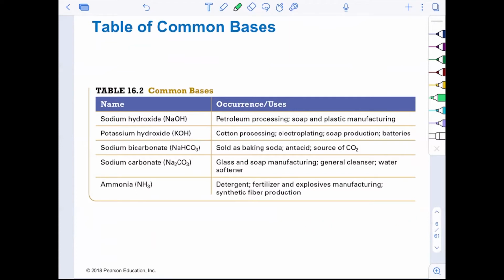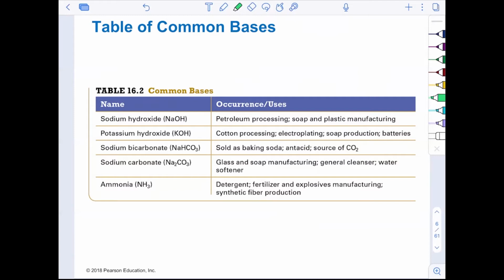Sodium hydroxide, potassium hydroxide, they're all very common bases that we've seen. Sodium bicarbonate is baking soda, an antacid. It's the source of carbon dioxide. It is a base, as well as sodium carbonate that is used in water softening. So if you have a water softener in your home, that's usually using some sort of salt. Typically, they can be sodium chloride, but they also can be sodium carbonate, which is a base.